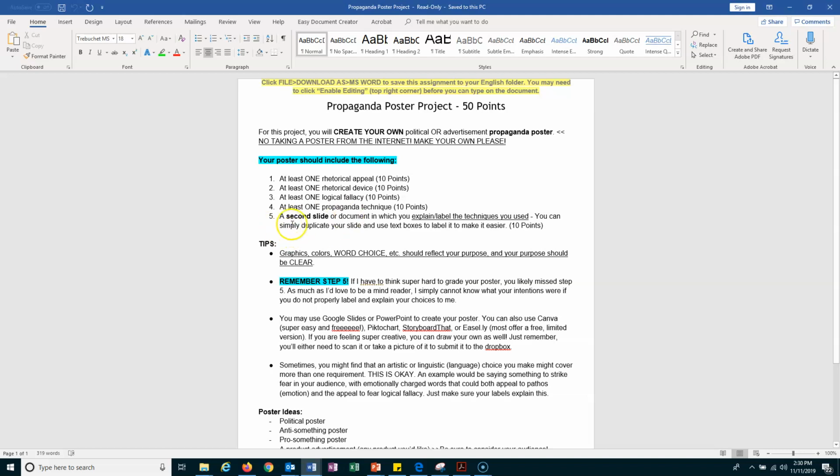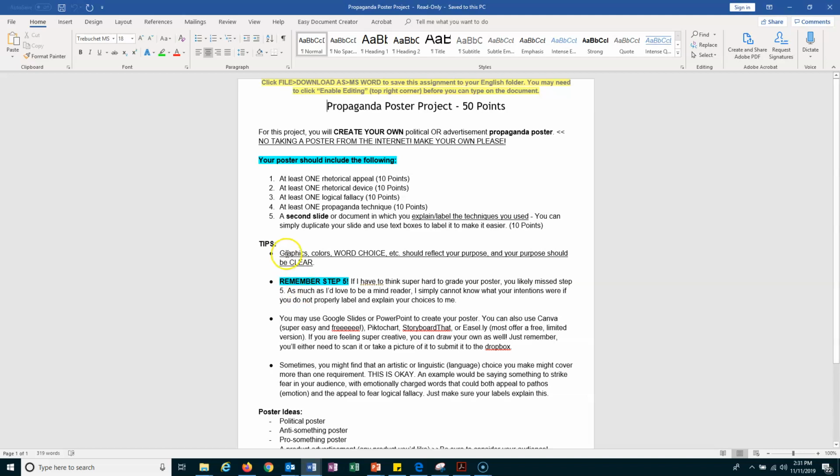So that labeling slide is super important, okay? It gives me clarification as to your thought process. So I know that you deep down have good intentions of making sure that you get all four components on there and that you're doing your labeling, but it's super important that you don't forget to do that labeling slide, okay?